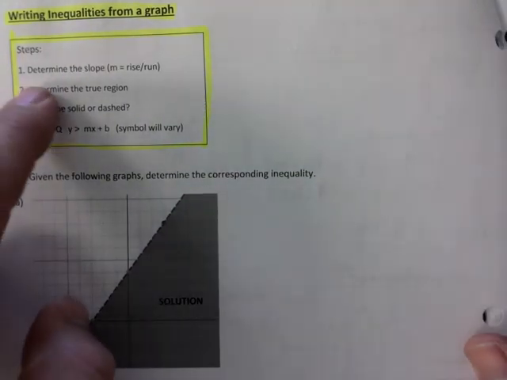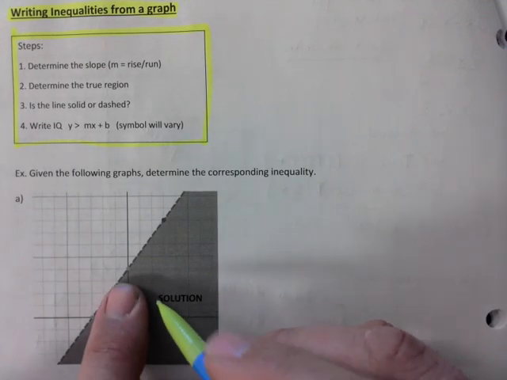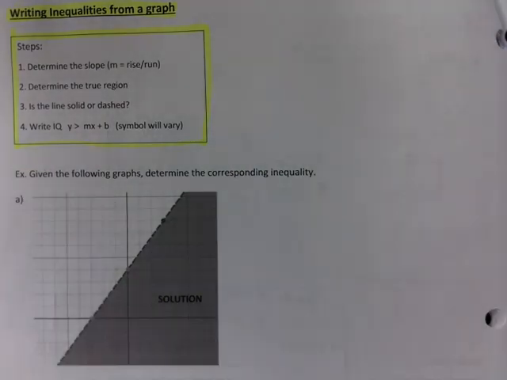So here we go. We'll determine the slope of the line. We have to figure out the slope, and that's rise over run. So what I do is I try to strategically pick my points. Quite often I'll be giving you the points.